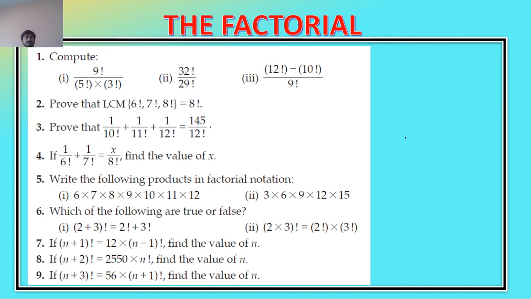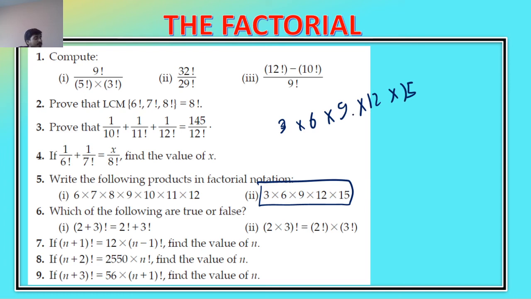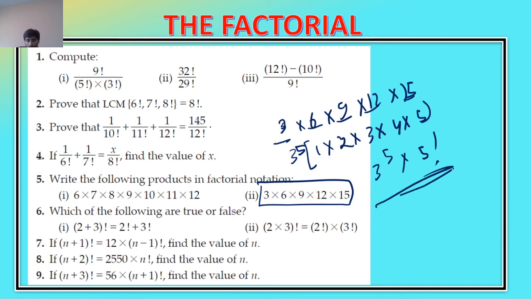Okay, so next, we were solving this one, right? In this case, see, 3 into 6 into 9 into 12 into 15. To make this a continuous numbering system, what can we take? We can take 3 common: 1 into 2 into 3 into 4 into 5, right? So 3 to the power how much? 1, 2, 3, 4, 5. So 3 to the power 5 into 5 factorial. Is it clear? Okay.